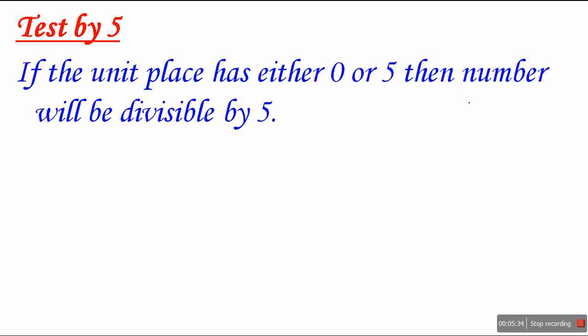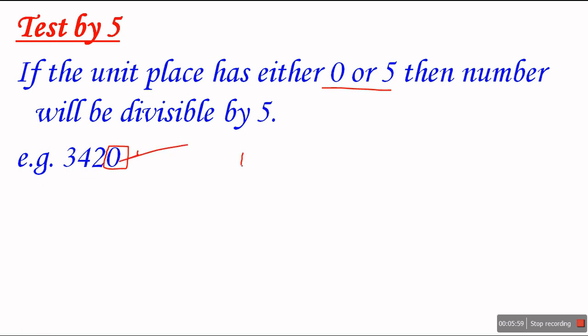5. Very simple test for 5. If at the unit place of a number either 0 or 5 is there, then the number is divisible by 5. If at unit place 0 or 5 is there, the number is divisible by 5. For example, this number. At unit place we have 0, means this number is divisible by 5.